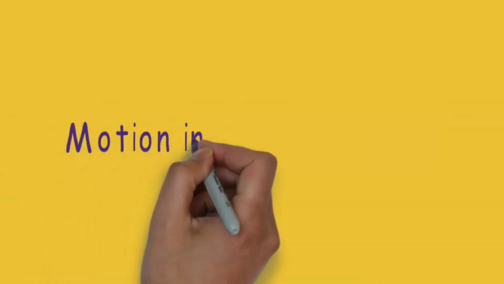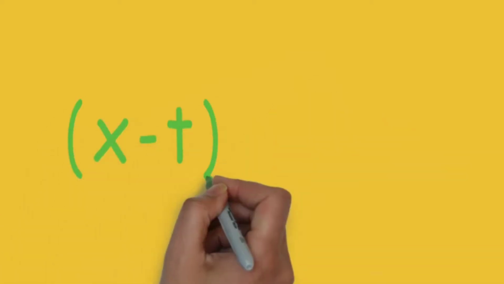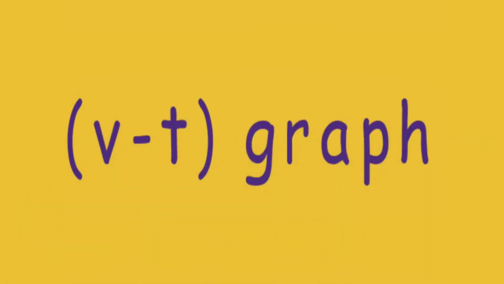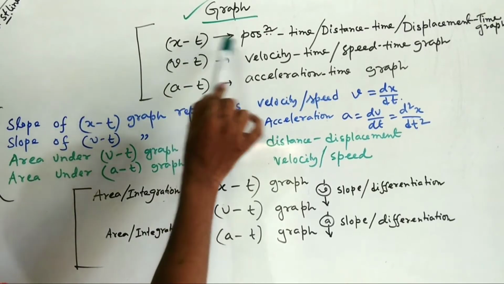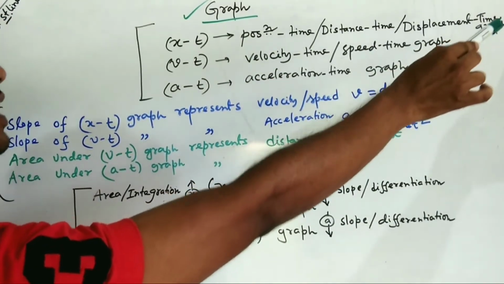Now dear student, the chapter is Motion in a Straight Line. Today we will discuss graphs, a very important topic in this chapter. Graphs are related to the xt graph, vt graph and at graph. The xt graph means position-time graph. Sometimes it is also called the distance-time graph or displacement-time graph.